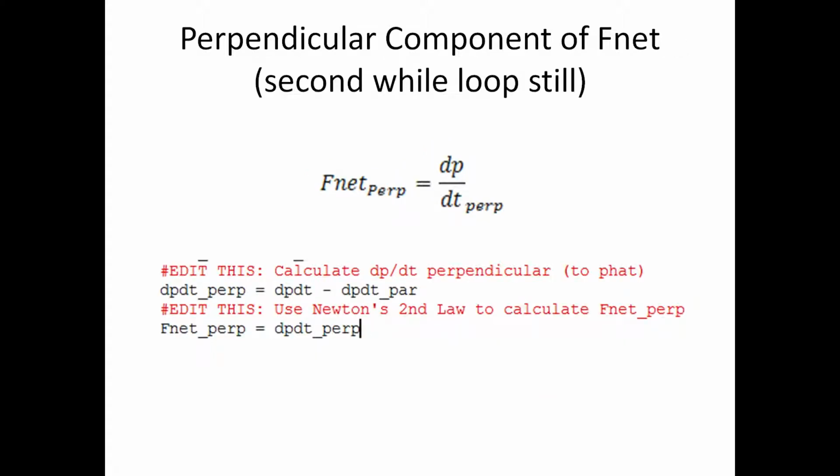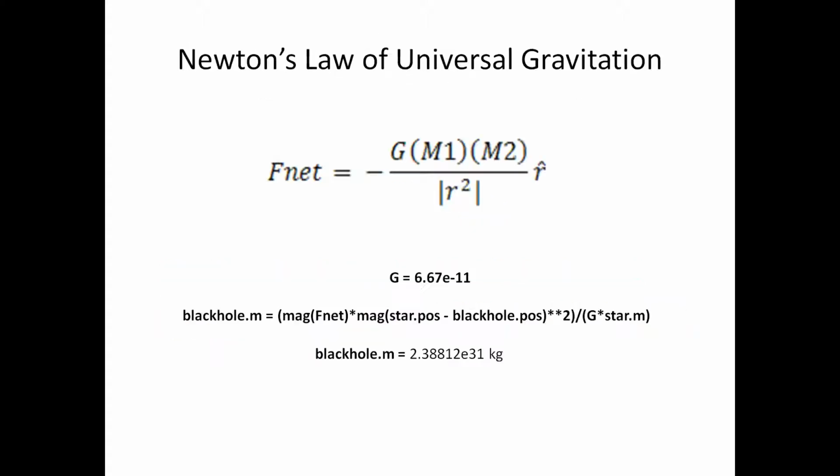The perpendicular component is found by manipulating the momentum principle to subtract the parallel component, which we just found, from dp dt. And again, according to the almighty momentum principle, the perpendicular component of the change in momentum is equal to Fnet in the perpendicular direction. Now we have all the things necessary to find the mass of the black hole.